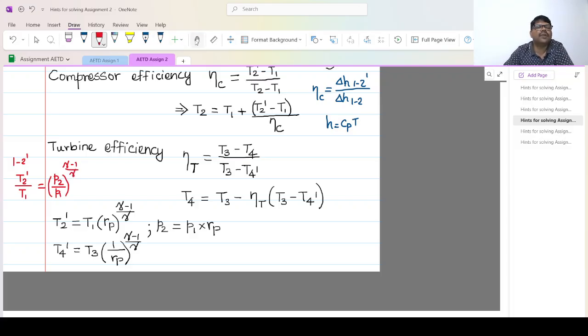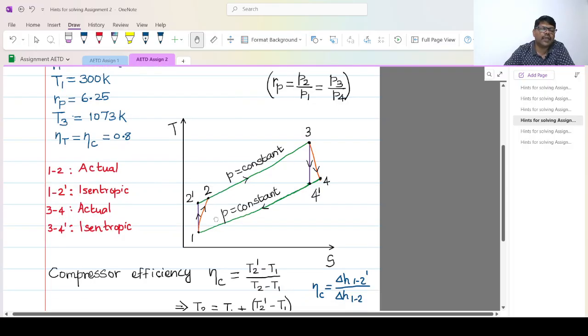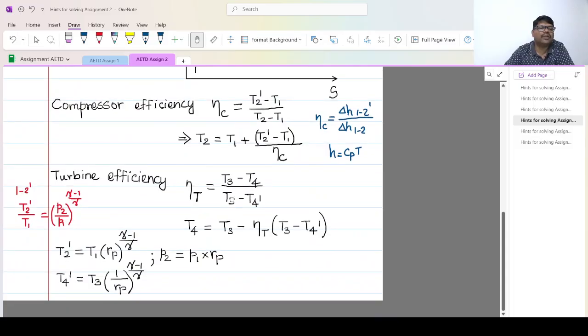You should be careful that the pressure at 2, P2, and the pressure at 2 dash, P2 dash, are both equal because this is a constant pressure line. This green line is a constant pressure line. You can clearly see that the point 2 and the point 2 dash are lying on the same constant pressure line. That means P2 and P2 dash are both equal. So for the isentropic process 1 to 2 dash, the temperature ratio and pressure ratio can be related in this way.